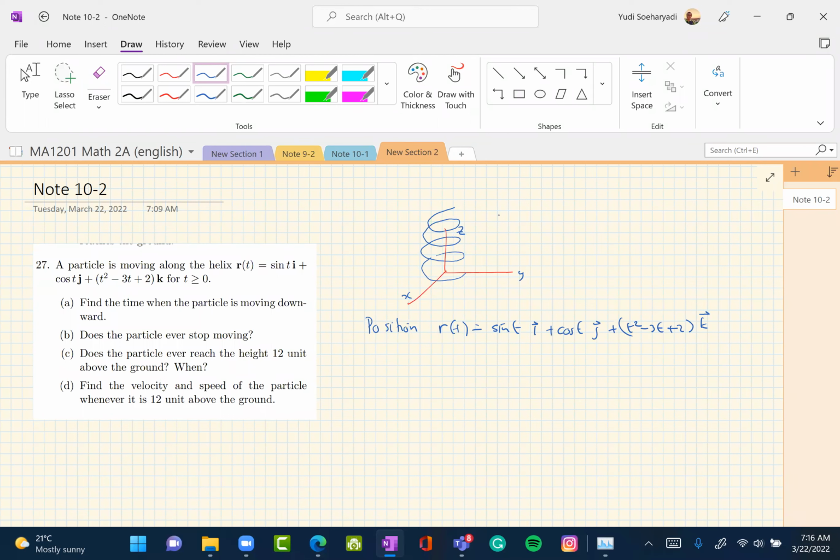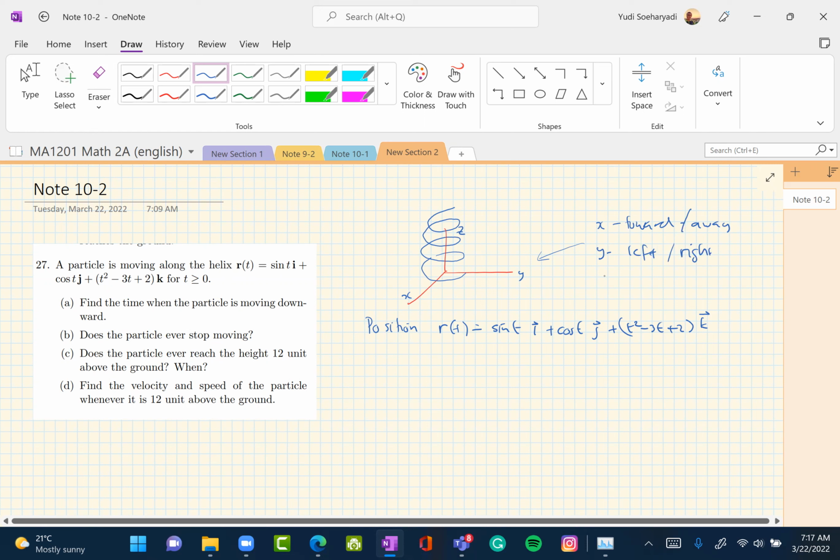If you see these directions, x is moving towards us or away from us, y is moving left and right according to this position of the axis, and z is up and down. So towards or away, y is left and right, z is up and down.